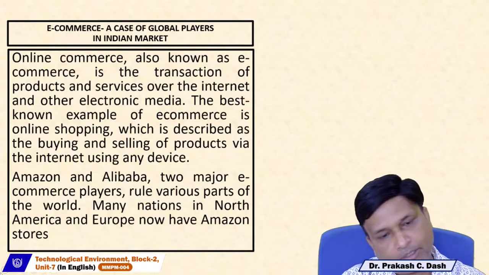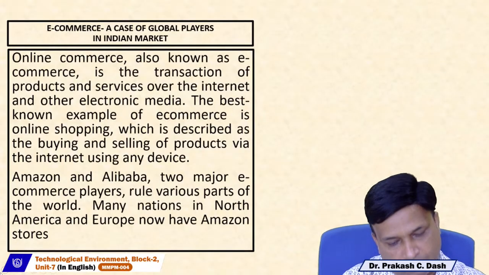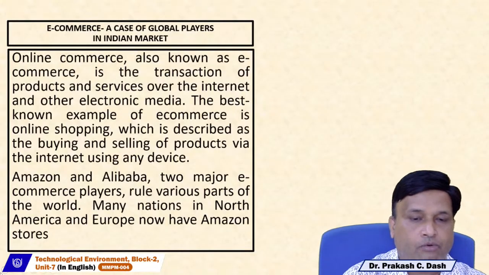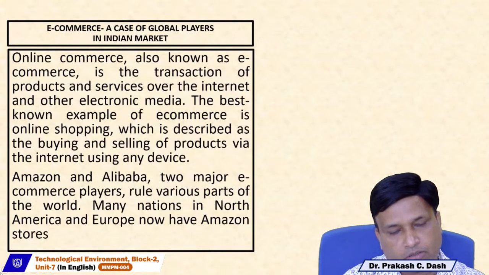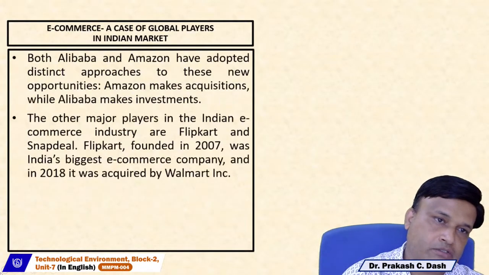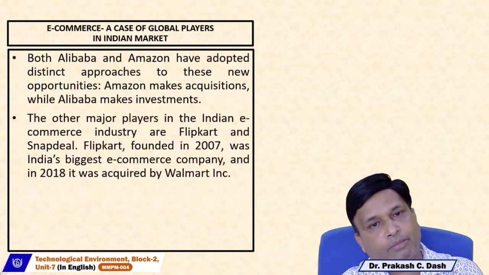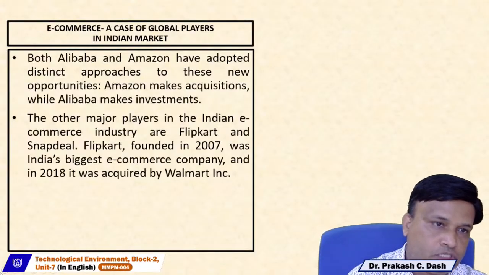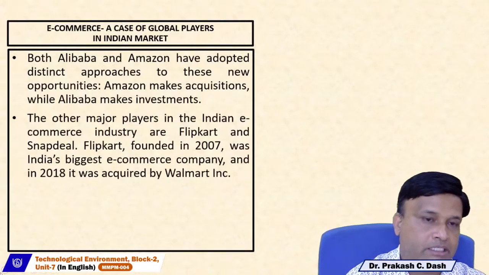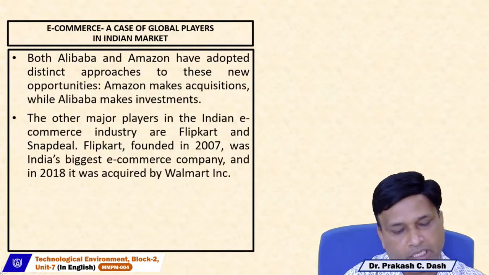So take the case of Amazon and Alibaba, how they have a presence across the globe, even if they don't have any single product. Their only work is to connect the end users, consumers, and the vendors. That is the way they have spread across the globe. Both Alibaba and Amazon have adopted distinct approaches to this new market opportunity. Amazon makes acquisitions, Alibaba makes investments. Both are different. How are they?